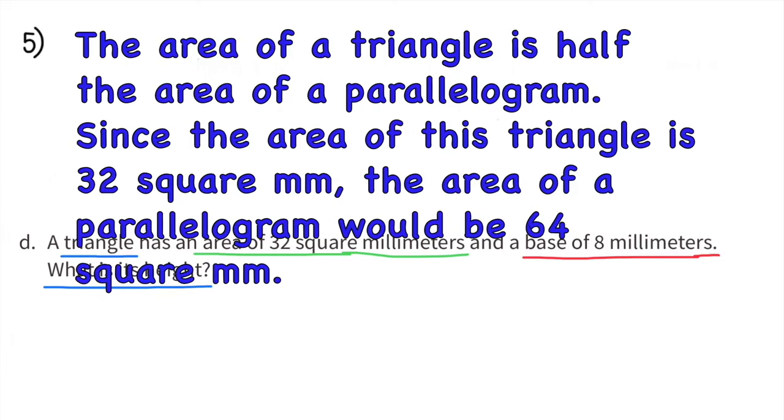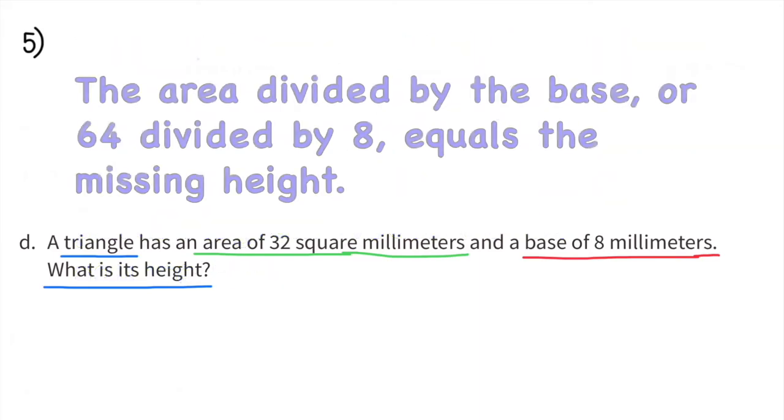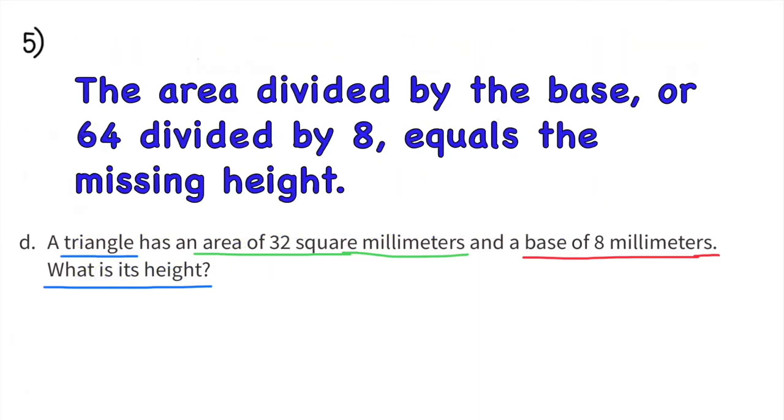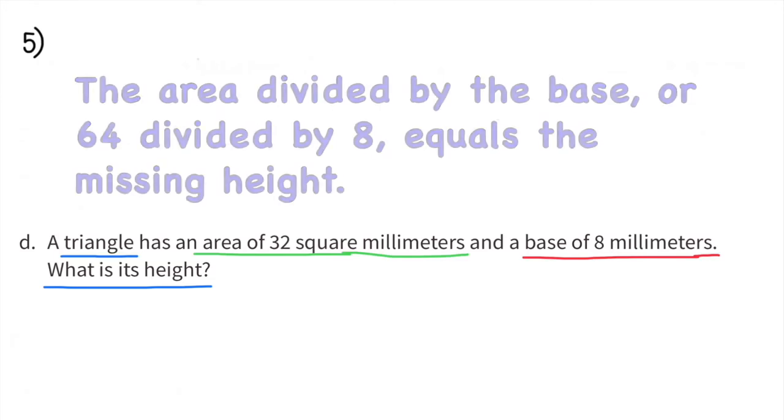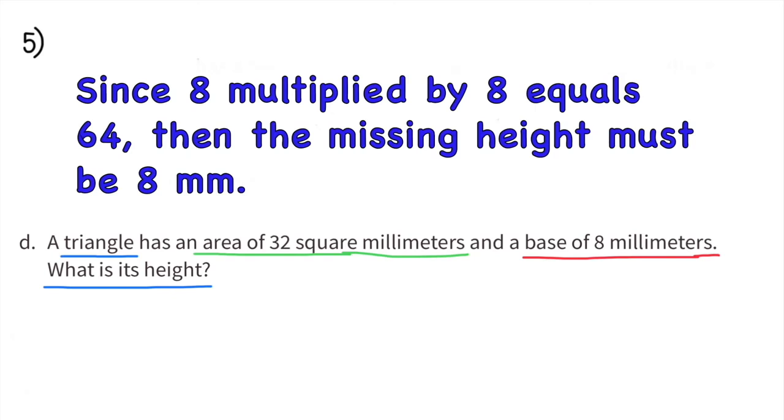Since the area of this triangle is 32 square millimeters, the area of a parallelogram would be 64 square millimeters. The area divided by the base, or 64 divided by 8, equals the missing height. Since 8 multiplied by 8 equals 64, then the missing height must be 8 millimeters.